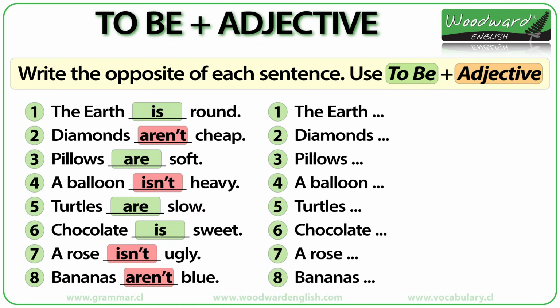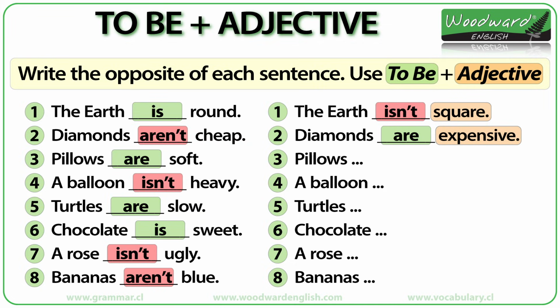Now, write the opposite of each sentence. Use to be plus adjective. For example, 1. The earth is round. The earth isn't square. The answers will appear in 5 seconds. Click pause if you need more time. 2. Diamonds aren't cheap. Diamonds are expensive.